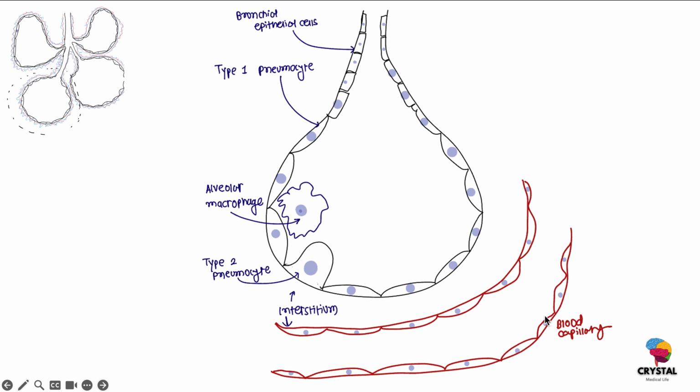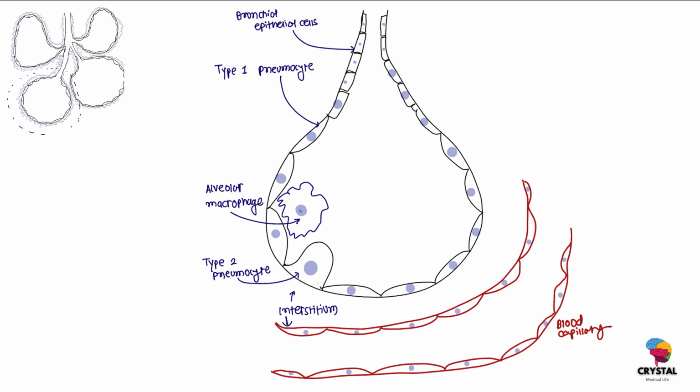Here is the capillary, and the capillary is lined by endothelial cells. Okay, and in between the capillary and the alveolus, this space is called the interstitium. Okay, so let's start with ARDS. ARDS is acute respiratory distress syndrome, and it is a life-threatening condition, making it hard to breathe and get enough oxygen. So let's take a step-by-step look at how this disease develops and progresses.